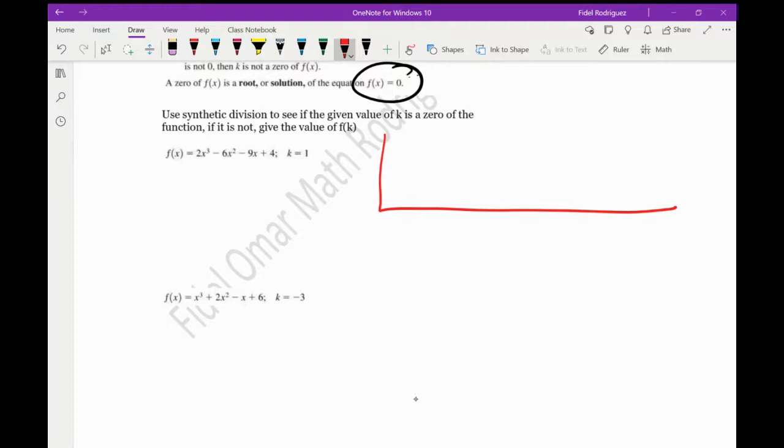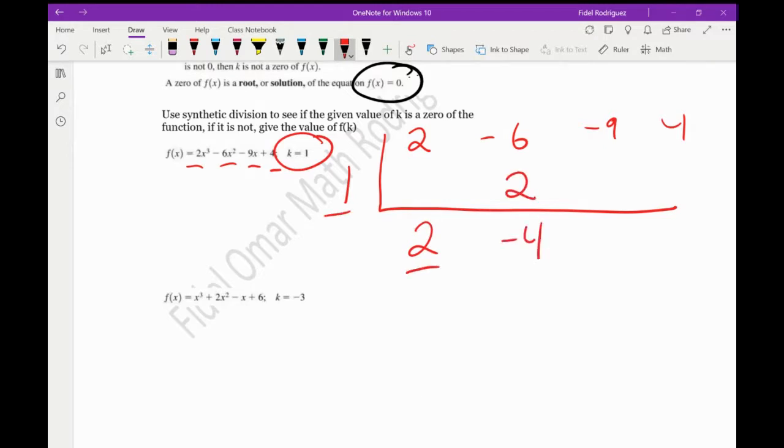So here's my half box. Let me fill in my coefficients. So this is 2, -6, -9, and 4. My sign has already been changed for me because it's in the form k equals. And I'm going to go ahead and just start. So I bring down the first number, 2. 1 times 2 is 2. Add them together, that's a -4. 1 times -4 is also -4.